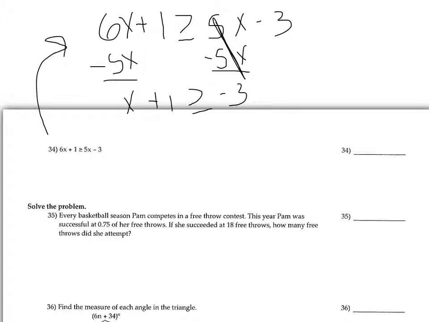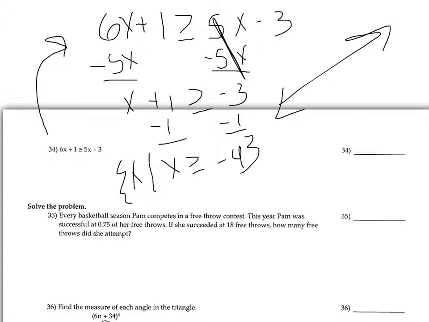To get our plus 1 over there, to undo addition, we subtract 1 from both sides. This gives us x is greater than or equal to negative 4. So to put this in set builder notation, we can put a line there and scribble. If we're thinking about the graph of this, the point of interest is at negative 4. Because we have greater than or equal to, we want a filled in circle. And because we have x is greater than or equal to negative 4, we're going to be shading to the right.